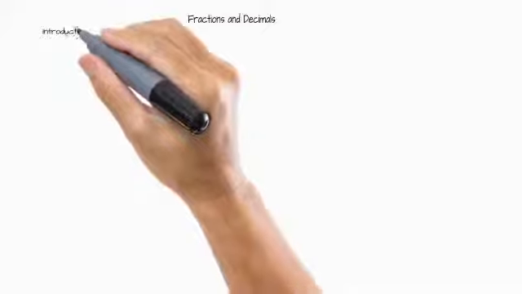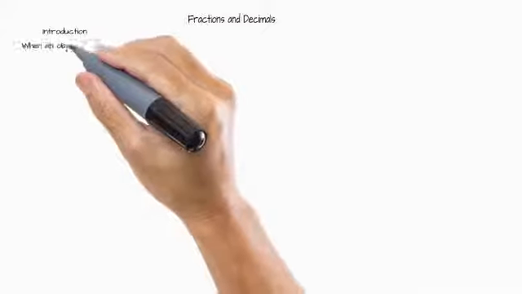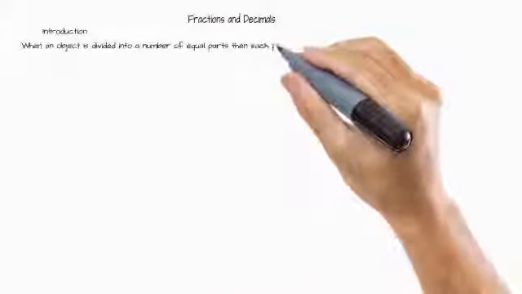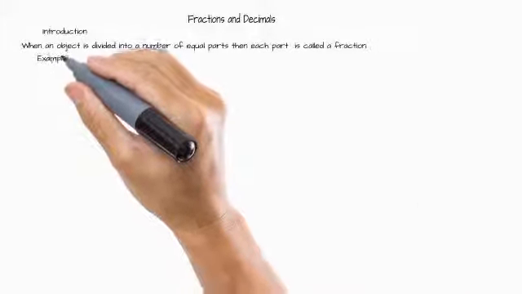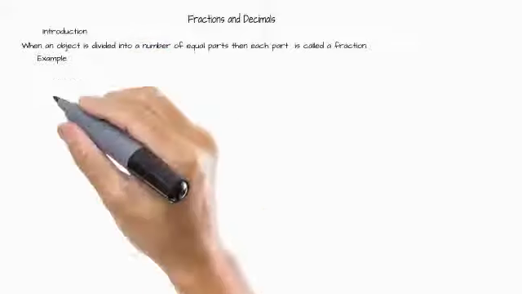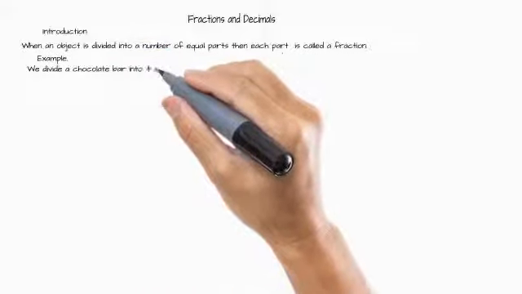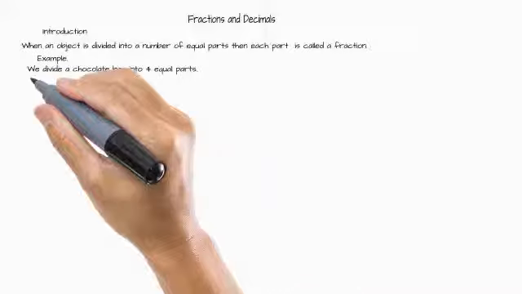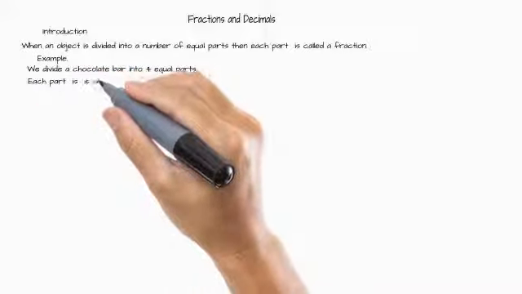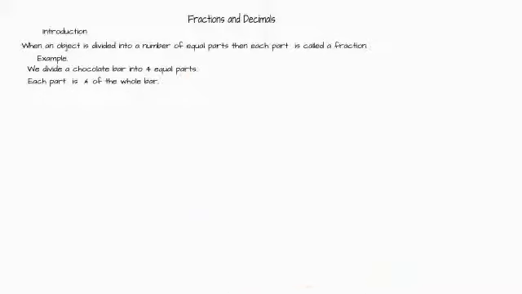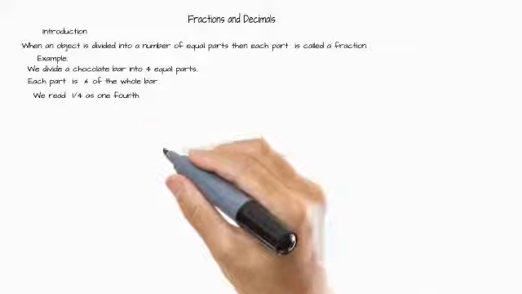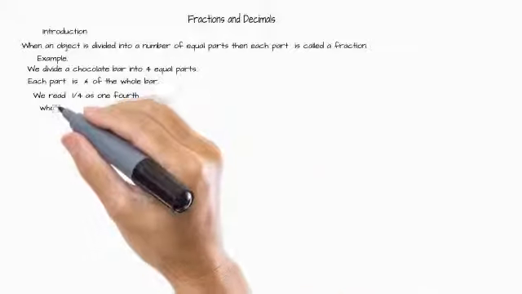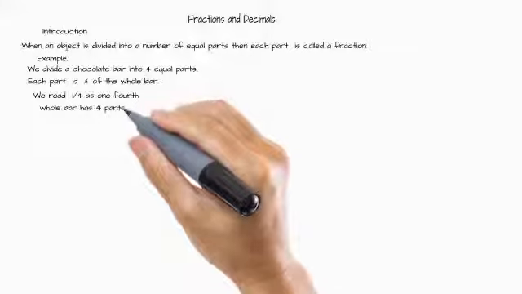What is a fraction? When an object is divided into a number of equal parts, then each part is called a fraction. We are dividing and sharing something daily with our friends, like chocolate, toffee, etc. Here we divide a chocolate bar into 4 equal parts. Each part is 1/4 of the whole bar. That means 1/4, 1/4, 1/4, 1/4. The whole bar has 4 parts. Then we can write it: 1 chocolate bar equals 4/4.